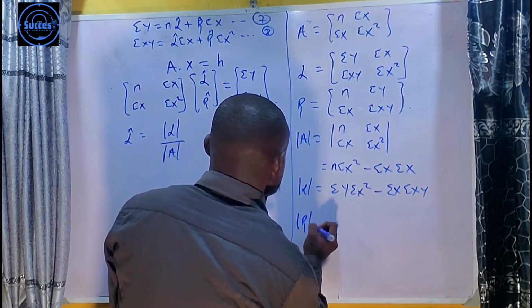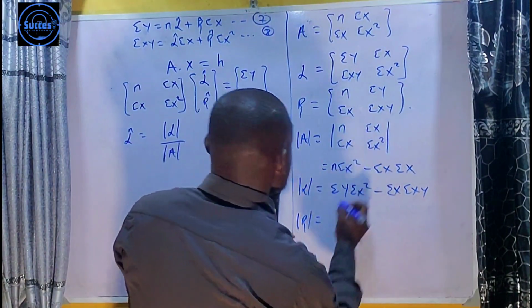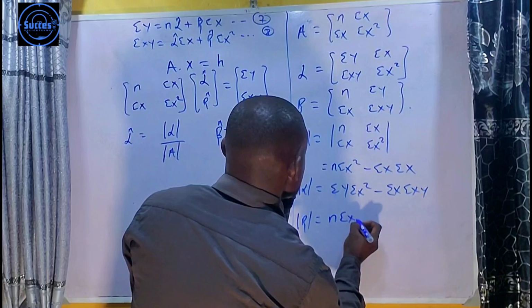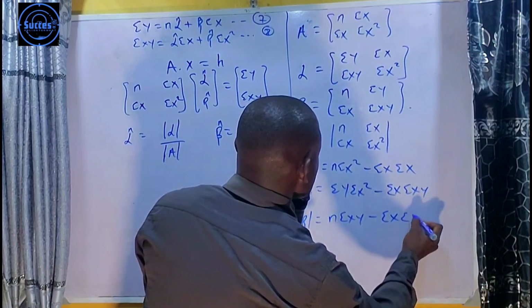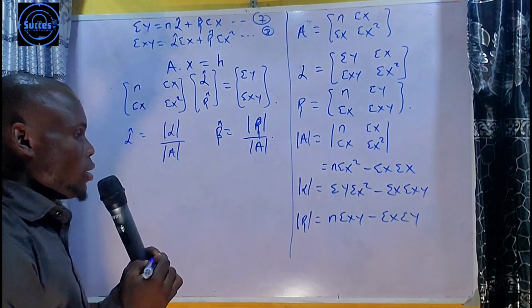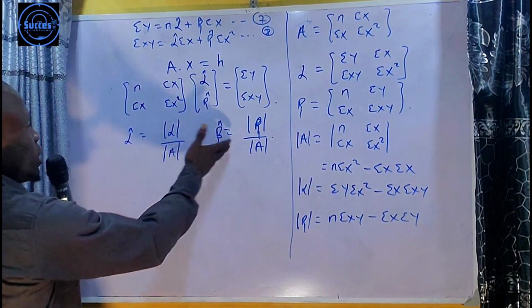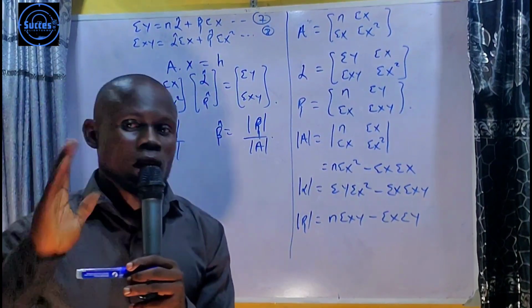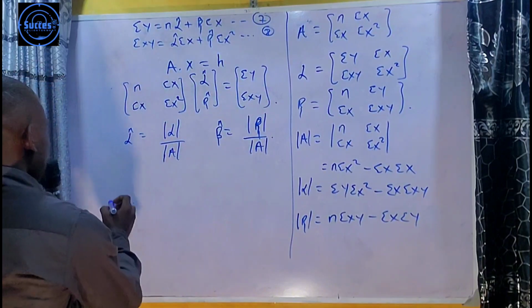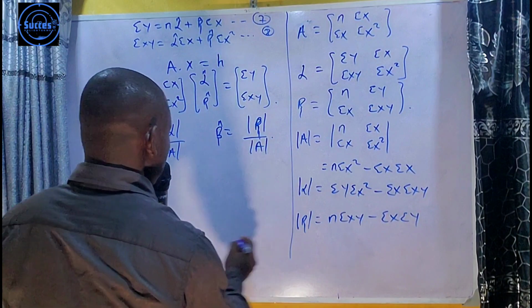So what is the determinant of beta? Alright? So the determinant of beta will then be n summation xy minus summation x summation y. Alright? Now we've gotten this, we've gotten this, we've gotten this. So all we are left to do is to substitute this and find what is our alpha cap and what is our beta cap.